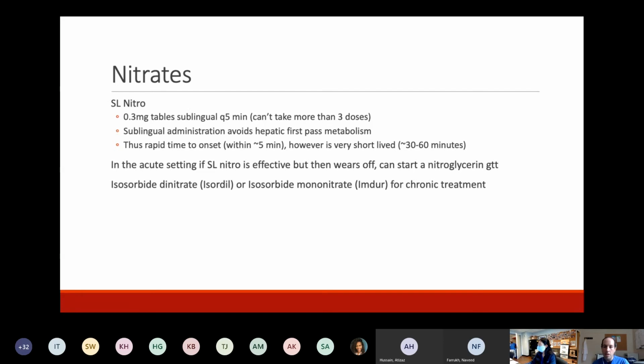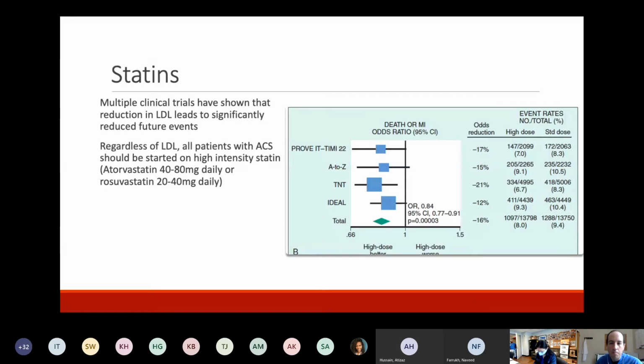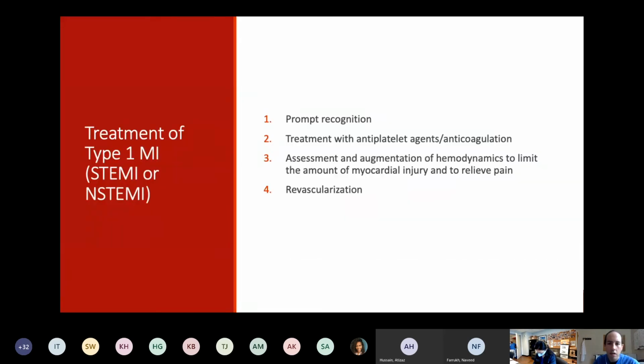So if you have somebody who's coming in with an MI and they're having angina, you give them sublingual nitro and it works, and then a couple minutes later they're having pain again. That's somebody you would start on a nitro drip, and you titrate it up until they are no longer having angina. And then chronically, you can switch to Isordil or Imdur. Statins is a talk for another day. Everybody should be on a statin in cardiology, especially anybody who's had an MI.